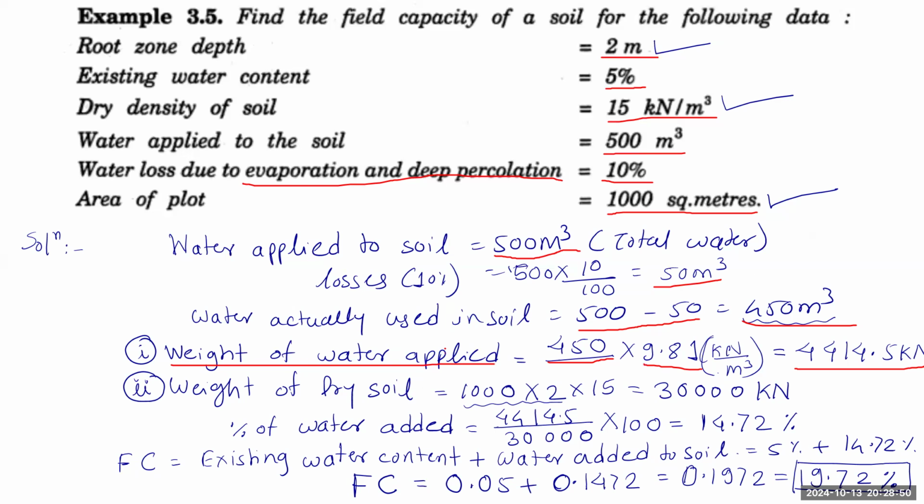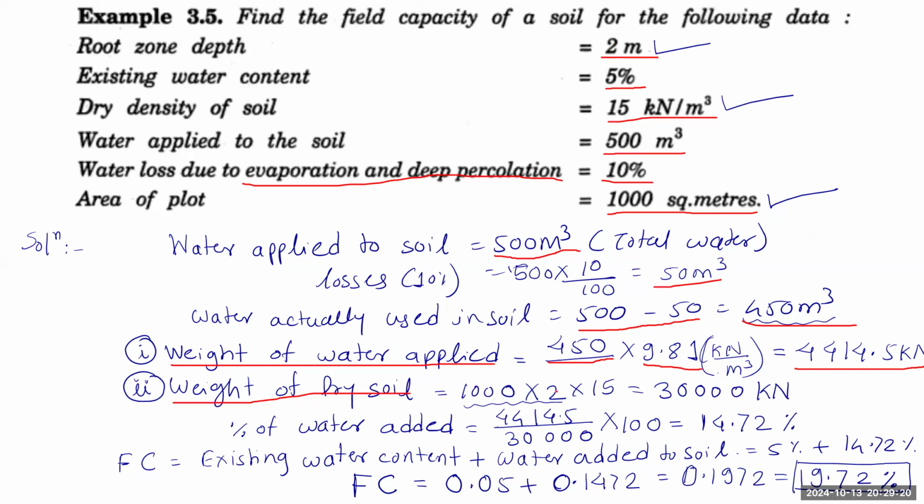Now, in a similar way, we can find out the weight of the dry soil. How do we calculate the weight of the dry soil? The area is given, the area of the plot is 1000 square meter. Then the root zone depth is 2 meters. So 1000 square meter is the area, and the depth of root zone is 2 meters. So 1000 into 2, it is 2000 meter cube.